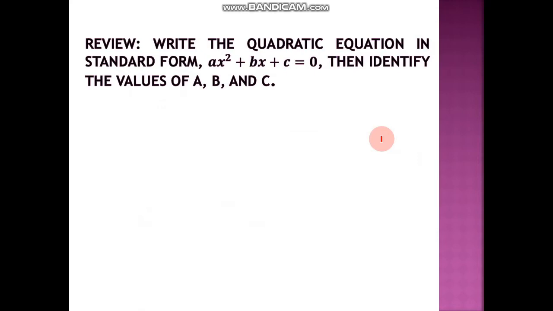Let's have a review. Write the quadratic equation in standard form, and our standard form is ax squared plus bx plus c equals 0. Then identify the values of a, b, and c. Let's have this example. 6x squared plus 11x equals 35. As you observe, this given example is not in standard form, so we must transform this into standard form.